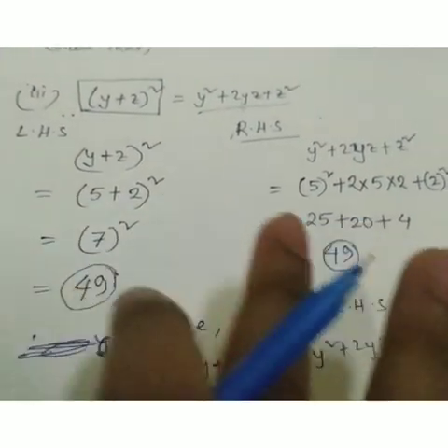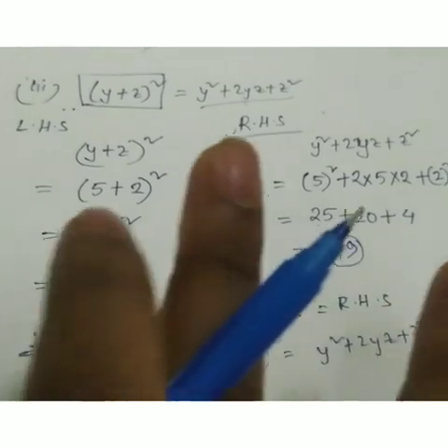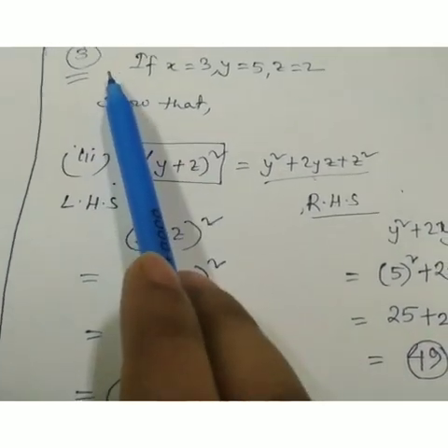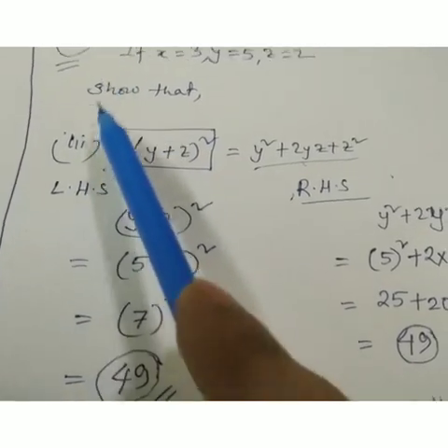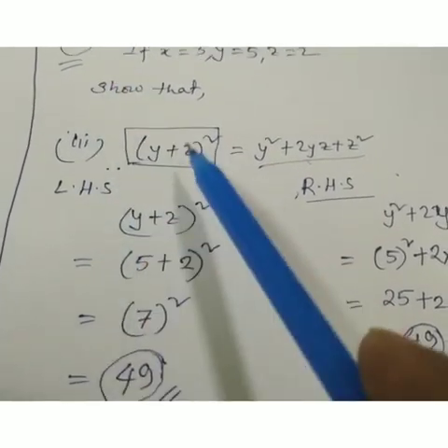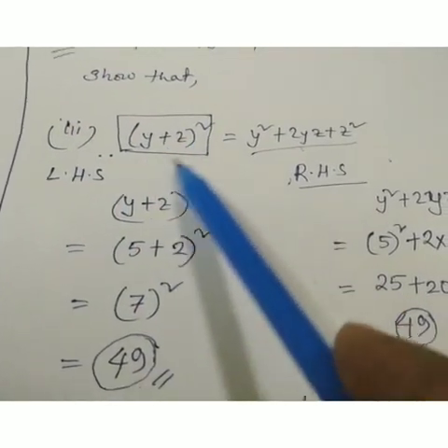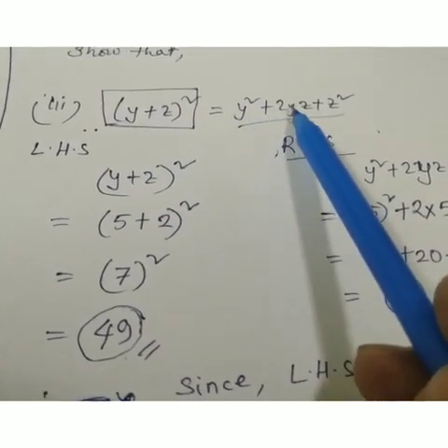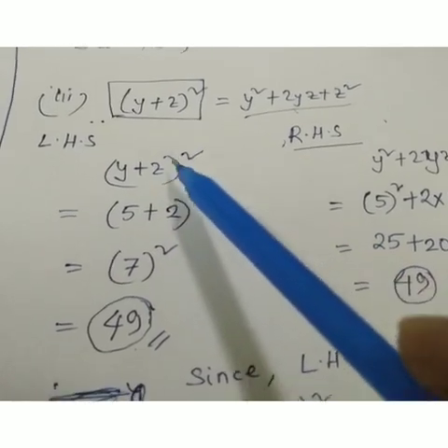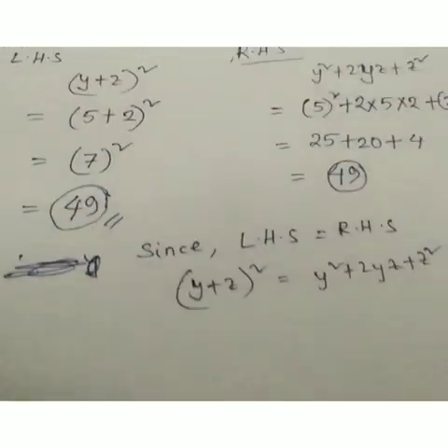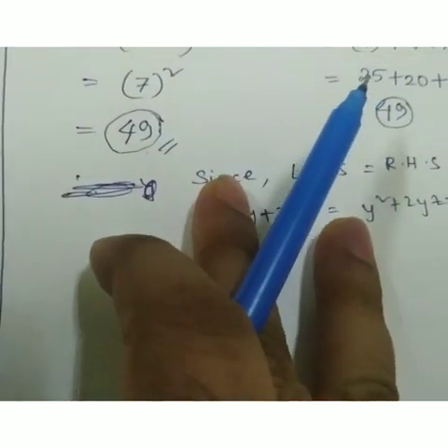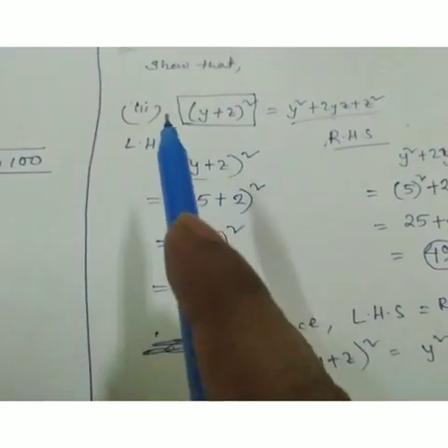Okay, so this is how we can solve part 3 of number 3. We have shown that the left side y plus z whole square equals y square plus 2yz plus z square by just putting the values. Okay, let's try another one.